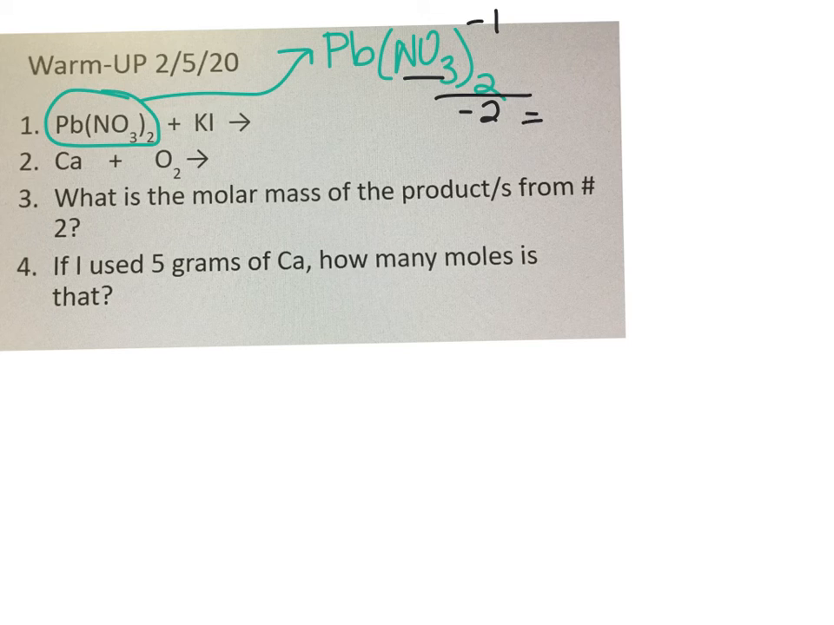So that means that since we need it to equal 0 or neutral, we need to balance it out with a +2 charge. There is only 1 of those, so we would divide it by 1. The lead is going to have a +2. All right, so that at least tells us that we have lead(II) nitrate, right?